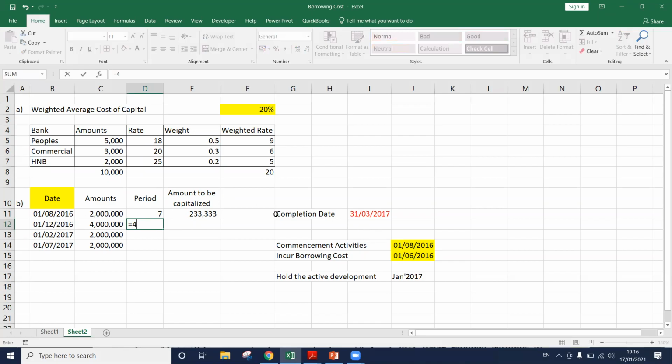But the month of January falls in between. January lies in the middle of this period. The borrowing cost for that month, we are not allowed to capitalize, right? Because there has not been any active development for that 1 month period. So we need to exclude that month, right? So we can capitalize the borrowing cost for this 4 million only for 3 months.